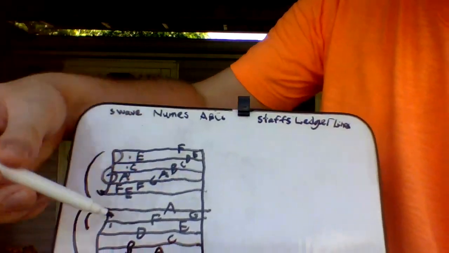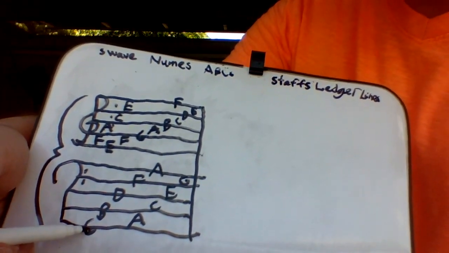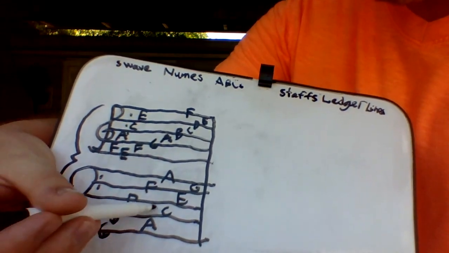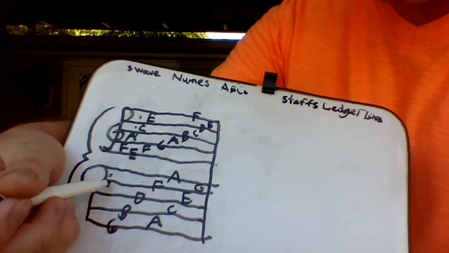So anyways, you can see here how it's still alphabetical though. This bottom line's G, and we repeat it G. So G, A, B, C, D, E, F. Two dots are on the F if you ever get confused.